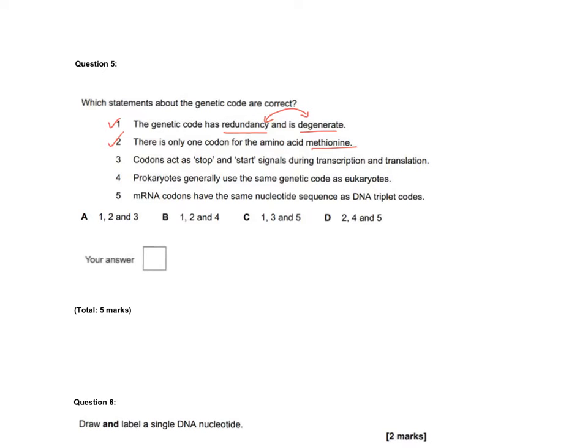Codons act as stop and start signals during transcription and translation. That is actually not correct because that stop and start is just for transcription, not for translation. Prokaryotes generally use the same genetic code as eukaryotes, that's correct. I mean, if someone wrote it in an exam, I'd take out the generally. mRNA codons have the same nucleotide sequence as DNA triplet codes. That is not true because we know that uracil replaces thymine, so incorrect. So it's 1, 2, and 4, which is option B.